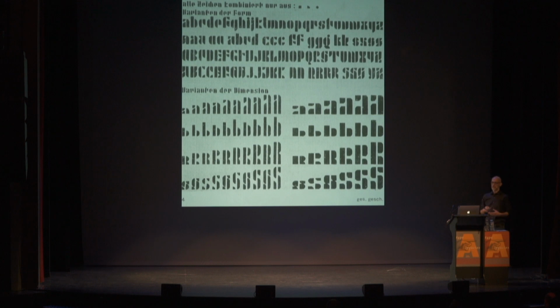So in this sample that Albers made for the Kombinationsschrift, we see him adjusting the parameters of the grid that he's using to draw his letters. So he's changing the height of the columns, or the number of columns between the gutters.